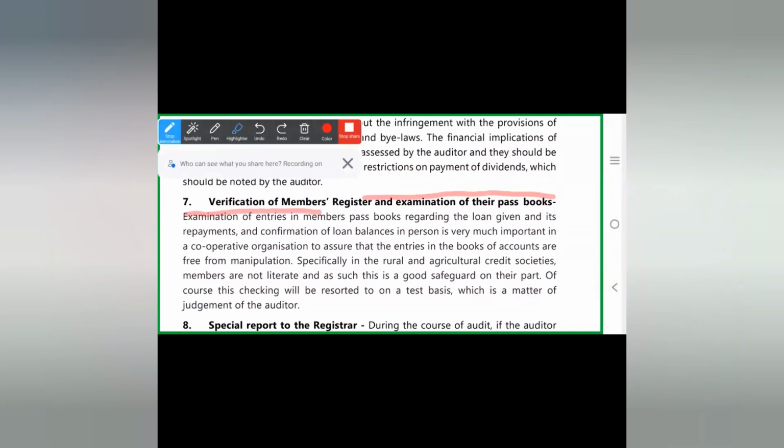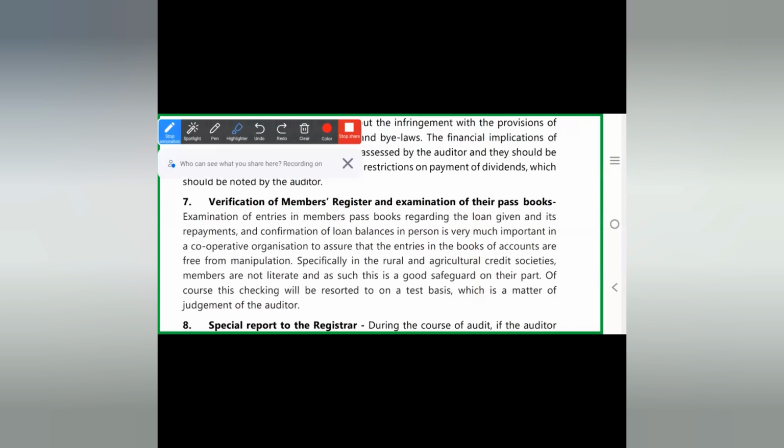Next is verification of member register and examination of their passbooks. So examination of entries in member passbook regarding the loan given, its repayment and confirmation of loan balances in person is very important. Specifically in rural and agricultural credit societies, members are not literate. Hence, this is a very good safeguard on their behalf. Of course, this checking will be resorted to on a test basis, which is a matter of judgment of the auditor.